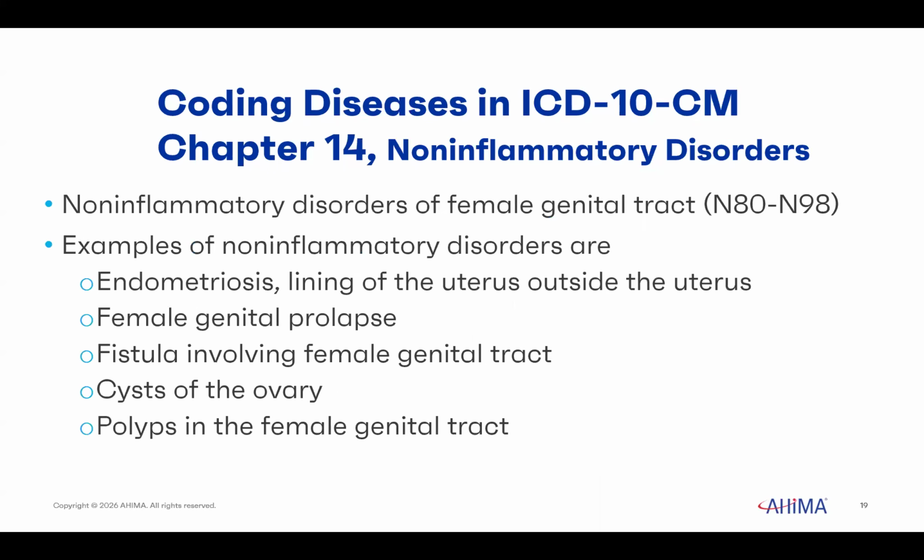We also have non-inflammatory diseases and disorders of the female genital tract falling in codes N80 through N98, endometriosis, female genital prolapse, fistulas, cysts, polyps. And these aren't infection related, but they vary widely in severity and location. So again, this is another area where the documentation is key to direct you to the correct code.